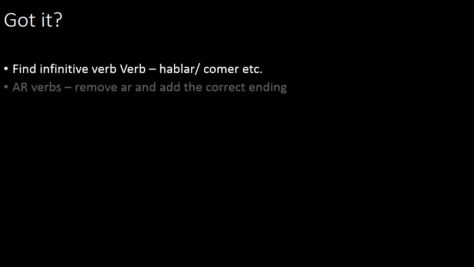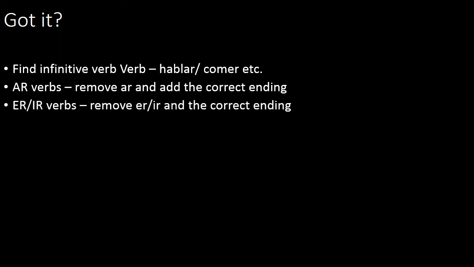Okay, so we're just going to break down the steps and have a quick practice at a few more. So, step 1 is to find the infinitive verb. For example, the verb would be hablar, comer, etc. For AR verbs, remove the AR and add the correct ending. And for ER and IR verbs, remove the ER or IR and add the correct ending from the other table. Remember, there's 2 sets of endings, one for AR verbs, one for ER/IR verbs. We do not want to mix those up, otherwise you'll be inventing words.